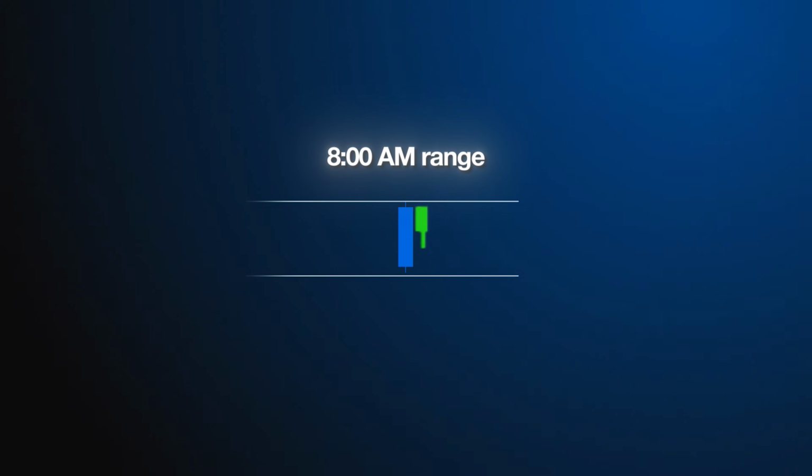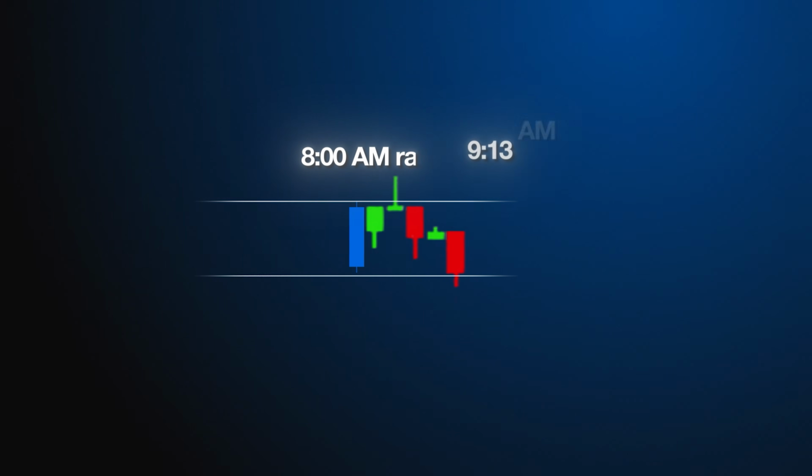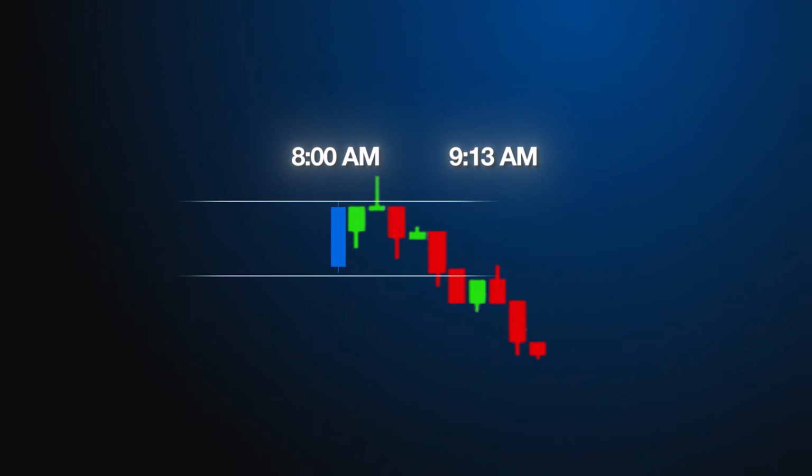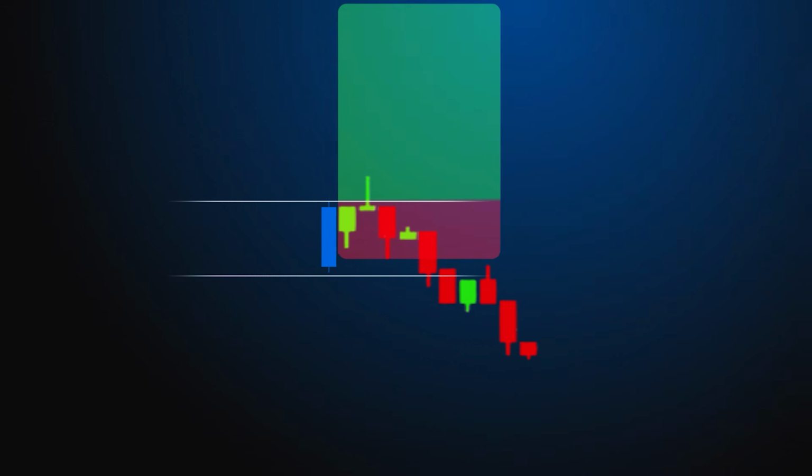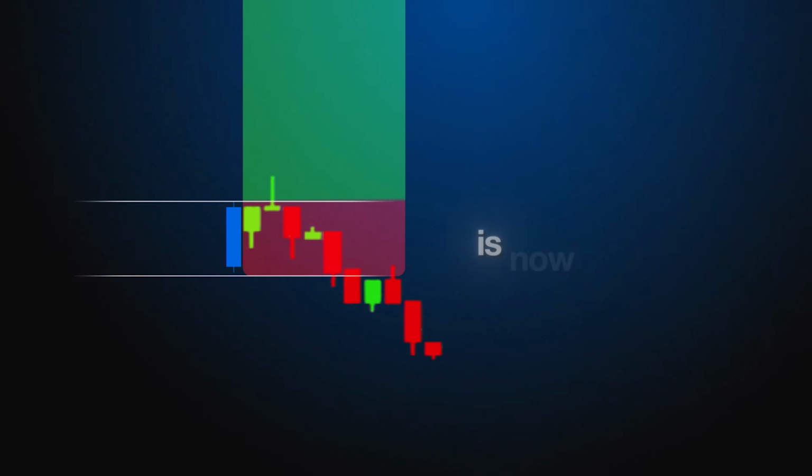Now here's where it gets really powerful. Let me explain the psychology behind the break and retest setup. Let's say price is sitting inside the 8 a.m. range, and then at 9:30, price breaks below the low of the range. What just happened? Every single trader who entered a long position inside that range is now in drawdown. They're losing money, they're emotional, and they're panicking to get out of their positions.